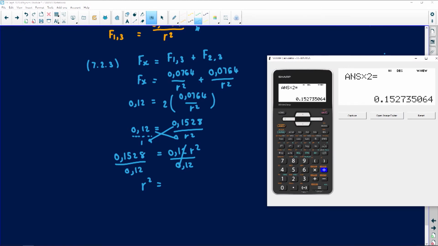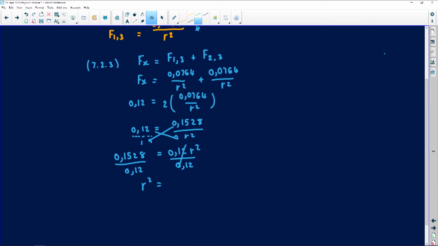Let me take that. Let's just divide it by 0.12. Let's see what we get. I get 1.2727 going on. So I can say 1.2727 ongoing. Now remember, I'm looking for r alone, so I'm going to put both under a square root.